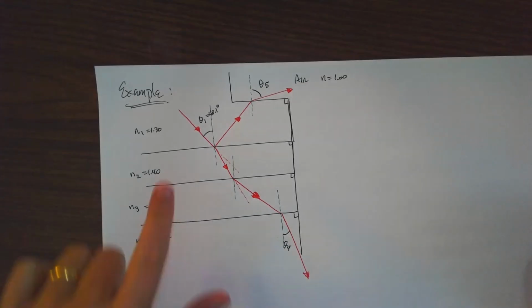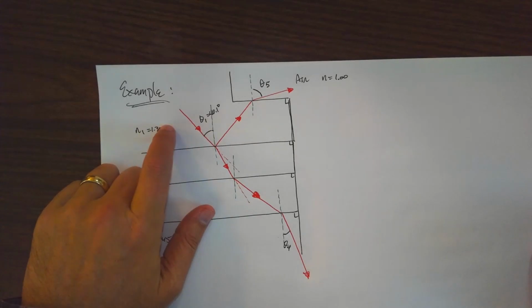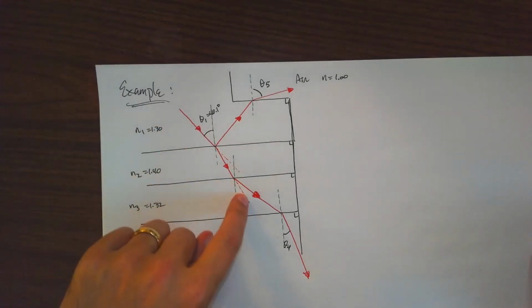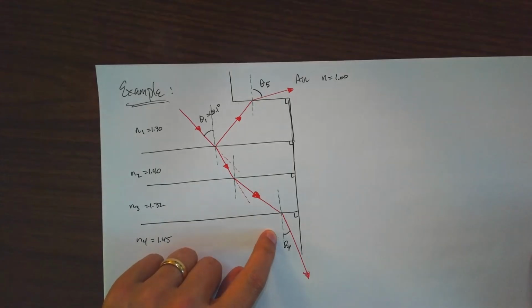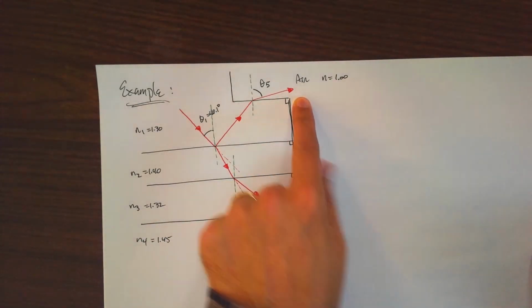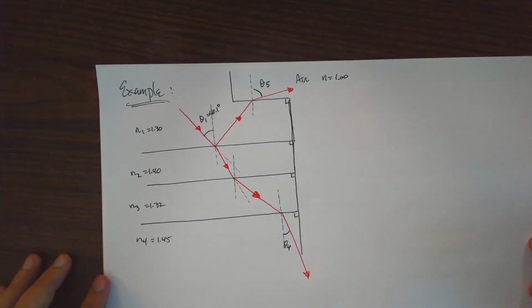Light is incident at an angle of 40.1 degrees on the boundary between material 1 and material 2. Some of the light travels down through the next 3 layers, while some of it reflects upward and then escapes into the air. What is theta 5 in the air, and what is theta 4 in the bottom material? Okay?